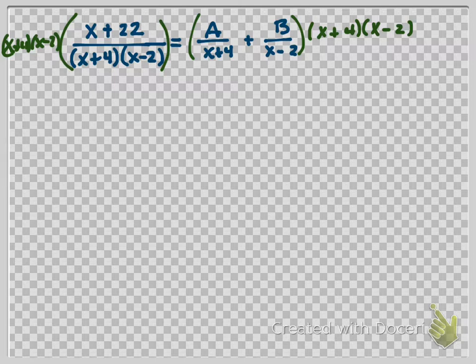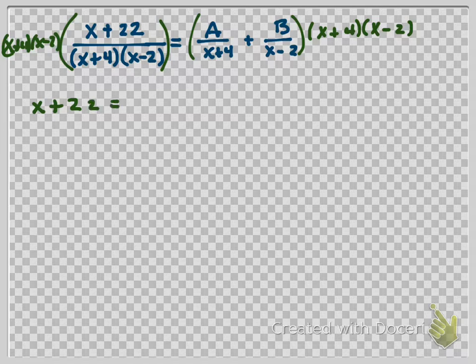Now, you don't have any reason to know why we're doing that. Just trust me for a minute, and the reason we did that will become apparent momentarily. All right? I will talk you through the full step process when we do one from start to finish by ourselves. So when we do that on the left, what are we going to be left with? x plus 22 equals.